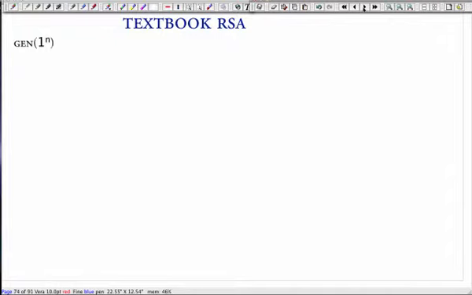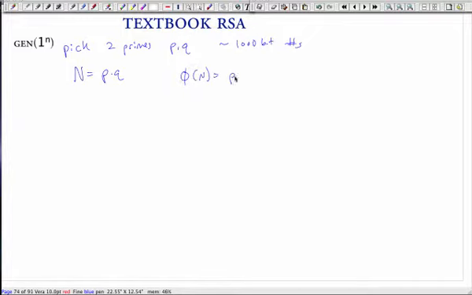So textbook RSA, the algorithm that puts all of these four pieces together. Here's how you do it. So you pick two prime numbers, P and Q. And these are roughly, let's say, 1000-bit numbers. And now you set n to be P times Q. How would you multiply these numbers? We learned an algorithm for this. Divide and conquer, Karatsuba, exactly. Then you compute phi of n, which is equal to P minus 1 times Q minus 1.